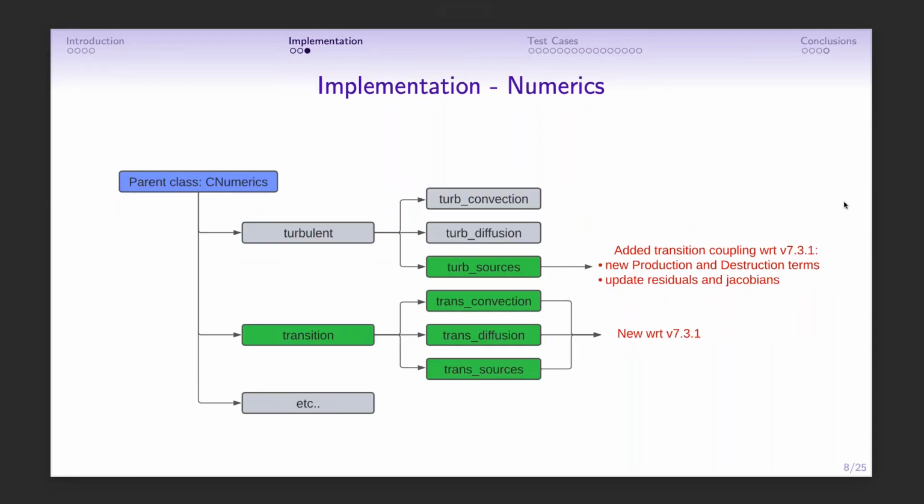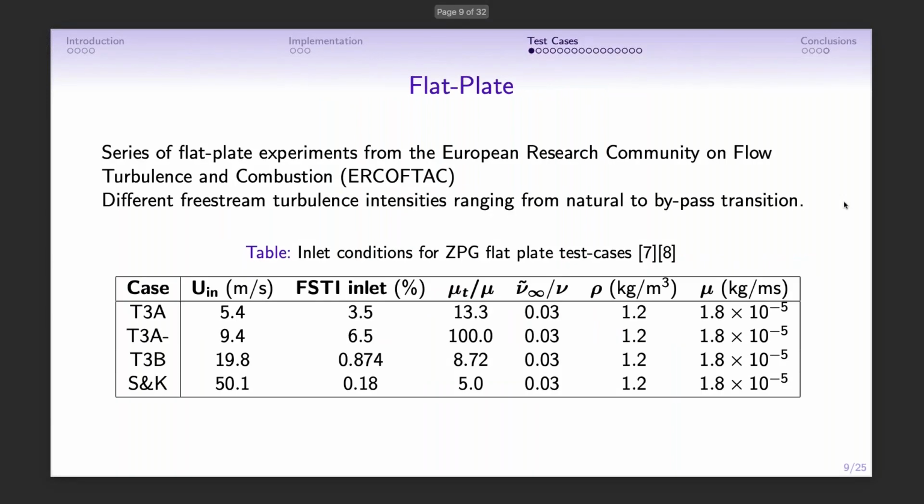In the end, the numerics is again the same story. So we create transition folders with the computation of the convection, diffusion, and source terms, and then we add the coefficients of the production and destruction terms of the turbulence models within the term sources class. So as test cases, there are 4 of them right now.